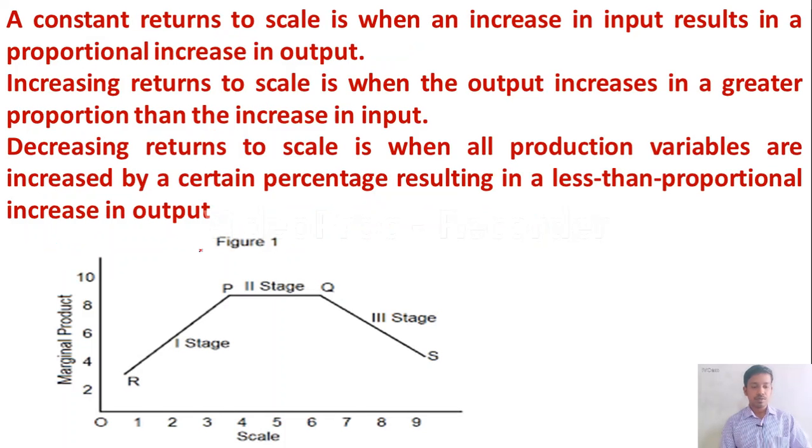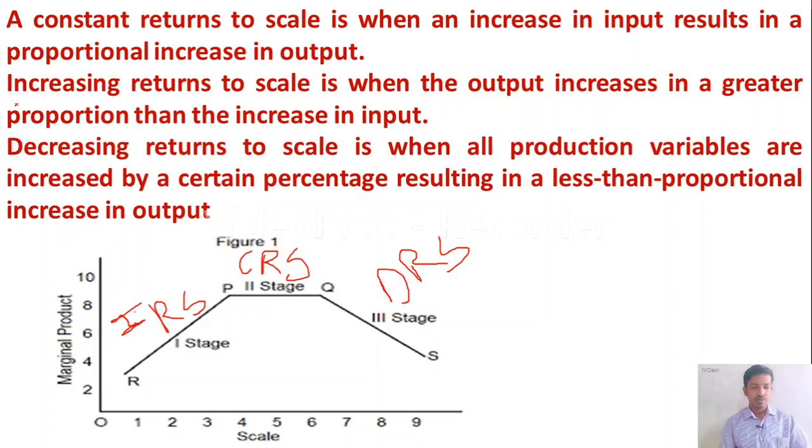Yes, there are three returns to scale, you know. Stage 1 is known as IRS, increasing returns to scale. Stage 2 is known as CRS, constant returns to scale. Yes, this theory will apply in the long run. And the third one is DRS, decreasing returns to scale.